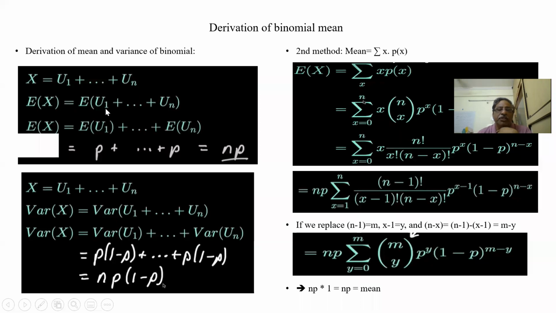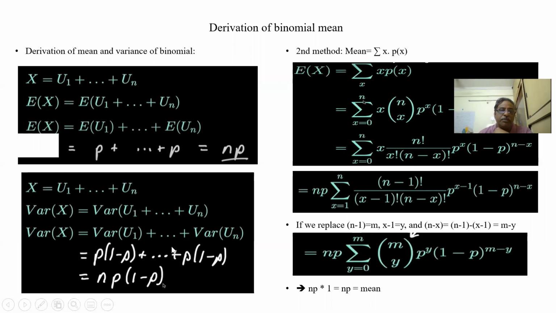So expectations of each activity: each activity, the probability of getting head is P. Again, probability of getting head is P. Again, probability of getting head is P. Like that, all P's are added, it becomes nP. Same is the case with variance. Variance of each one is P into 1 minus P, which is Q. Again, our second one is also P into Q. This is also P into Q. So total is n into P into Q.